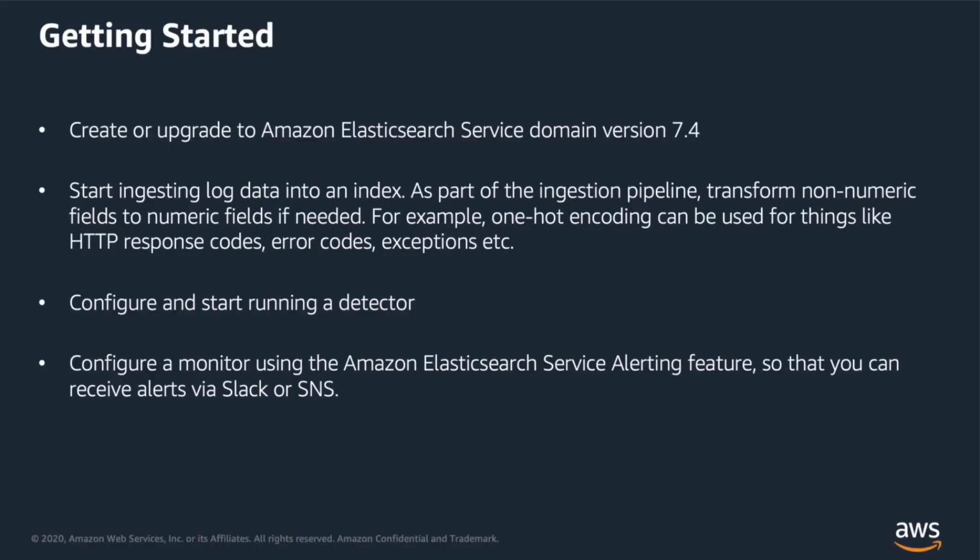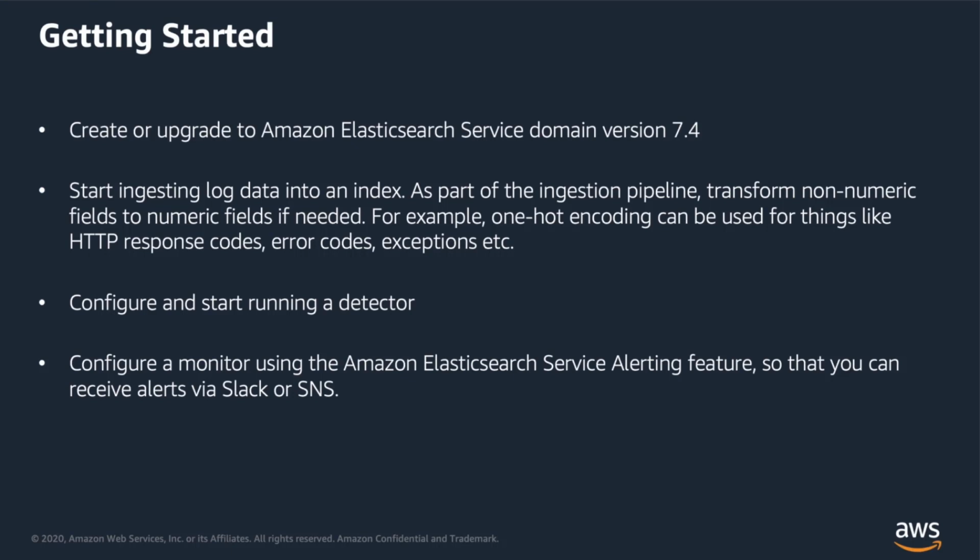Okay, now you can get started with anomaly detection for your logs. The first thing that you need is an Amazon Elasticsearch service domain that is at minimum version 7.4. So make sure you create a new domain or upgrade your existing domain to that version. And then you will get that anomaly detection feature in your Kibana console. With that, you can start ingesting your log data into the index. Like I said, make sure you pre-process your data if needed.